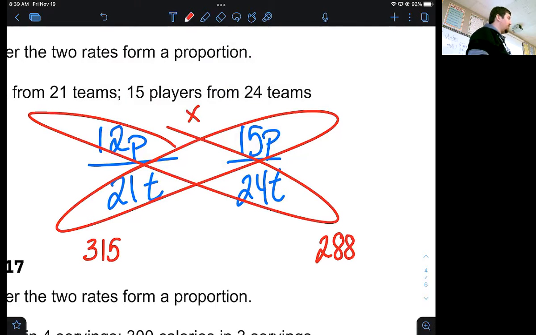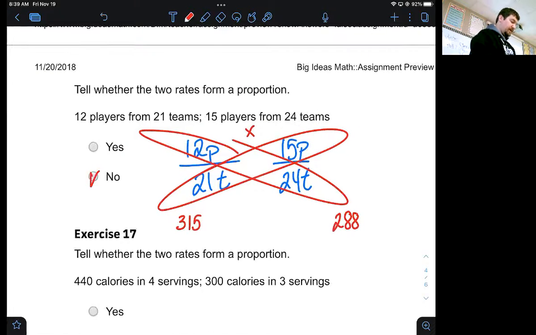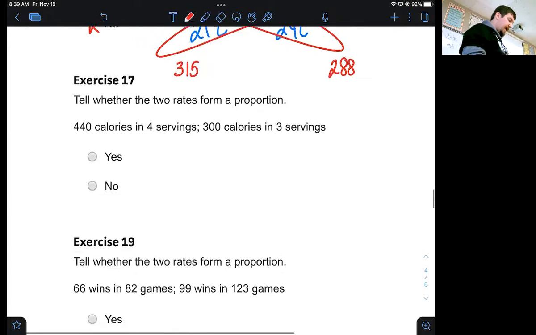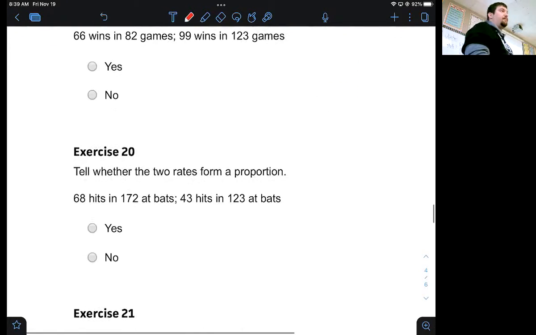12 times 24. Okay, and then 21 times 15. Is that right? 315 then? Okay, so the answer for this one would be no, they're not the same. And I do the same thing for 17 and 19 and 20.